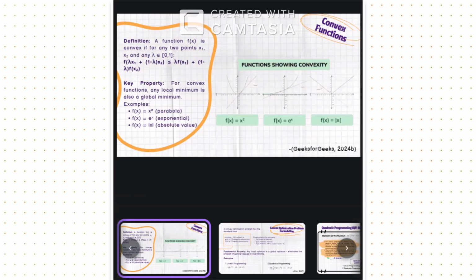Convex functions are the backbone of convex optimization. They give us a guarantee that the solutions we find are not just locally good but globally optimal. This is why they are widely used in machine learning, economics, engineering, and many other fields.